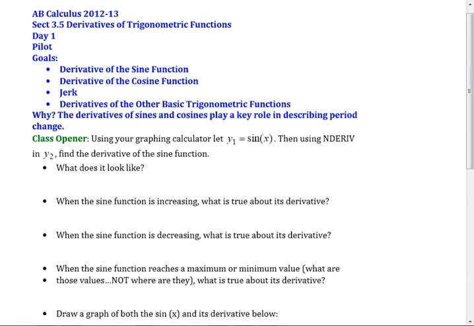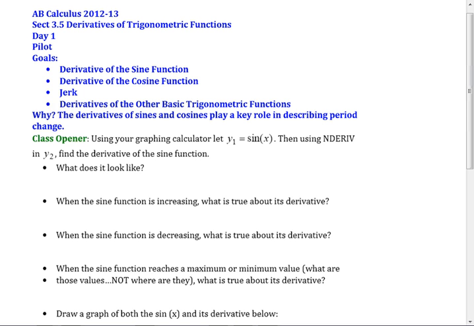The jerk is the third derivative, and we've already kind of talked about that. We're going to do the derivative of the cosine function and the derivative of the other trig functions. I'm going to assume you don't know what a cosecant is. You should know it, but I'm going to assume you don't.